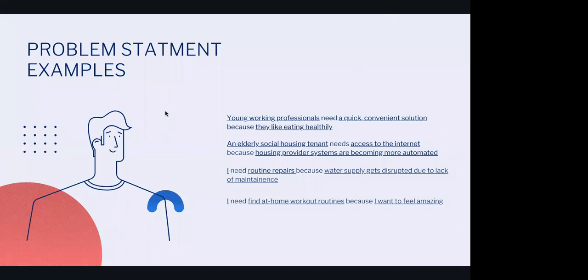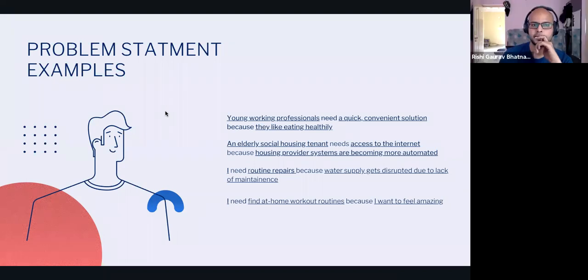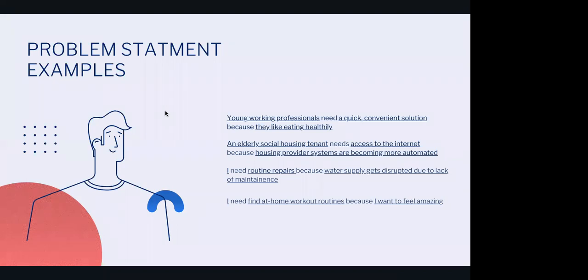Yeah. Am I audible? Yes, you're audible. Please go on. Yeah, so the problem I'm working on is mental illness. So I wanted to know whether the problem statement can be in the form of a negation. For example, the problem statement we identified was trivializing mental illness to feel normal. So can I say that people need to stop trivializing mental illness so that their lives are not in danger, something like that?